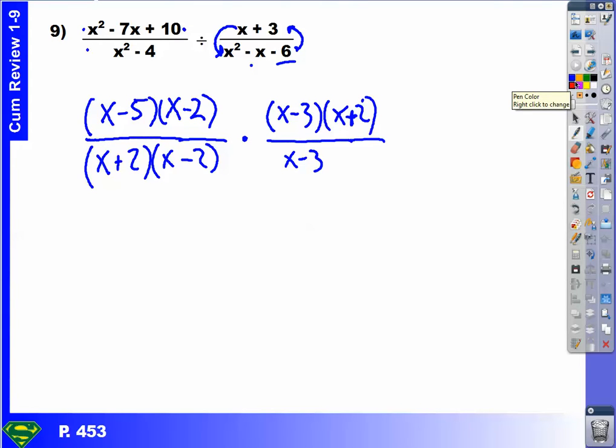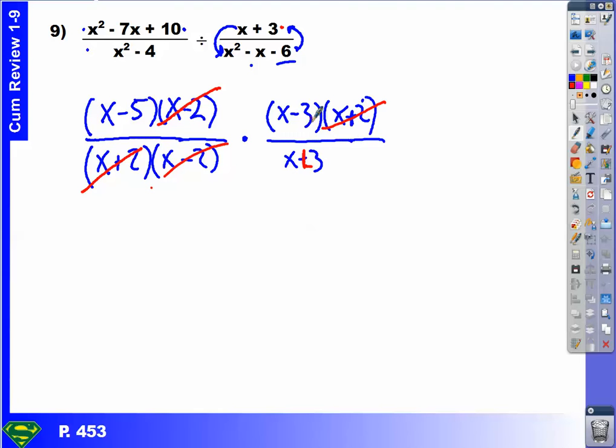What can I reduce? Well, I see I have an x minus 2 in the numerator and an x minus 2 in the denominator, so that will cancel. I notice now that I have an x plus 2 in this numerator, an x plus 2 in that denominator. Sorry, I miswrote this. I cannot do a whole lot with x plus 3 and x minus 3 because they're not the same. I can't multiply by negative 1 to make it work out right. It's just not going to work.